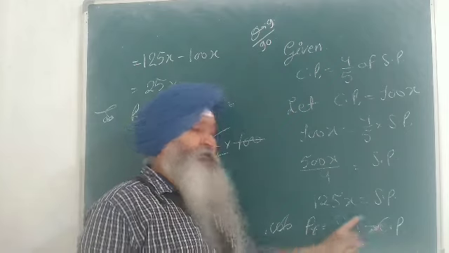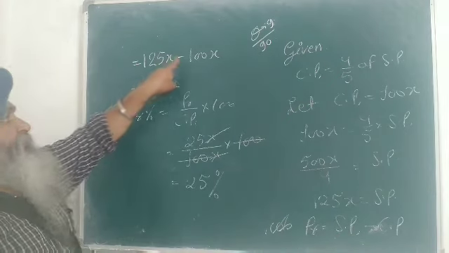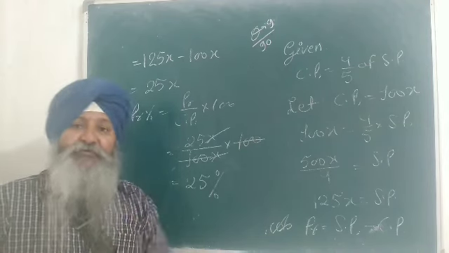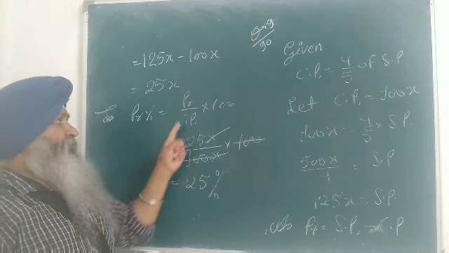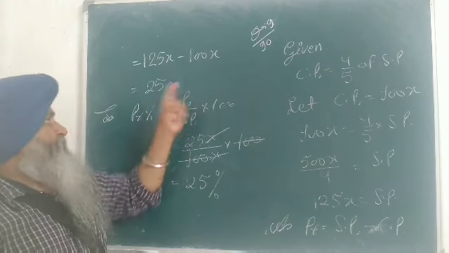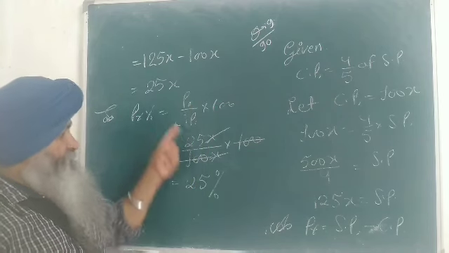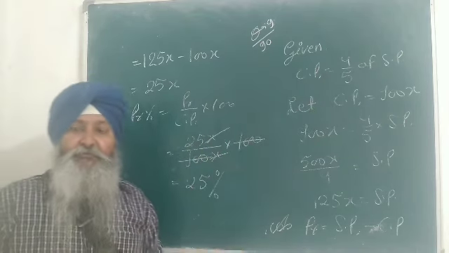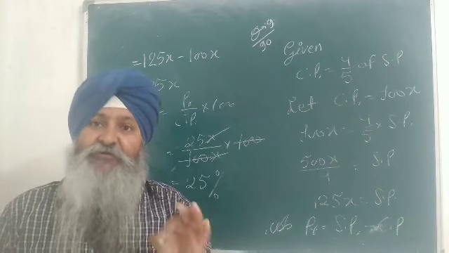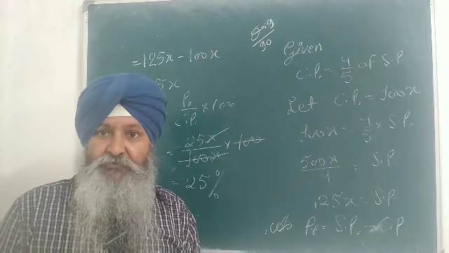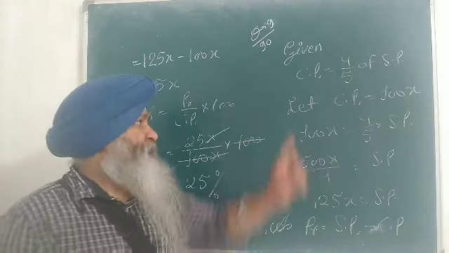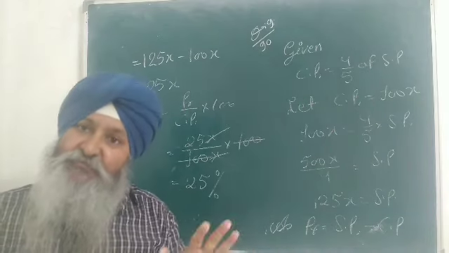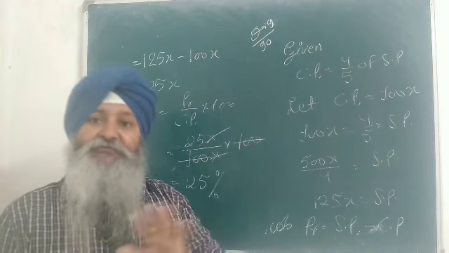So now what is the profit? SP minus CP, that is 125x minus 100x, that is 25x. Now profit percent. Profit percent is profit upon cost price into 100. Profit is 25x, cost price is 100x, into 100, on cutting it is 25%. So we are getting 25% profit in it. If you take SP equal to 100x, then also the answer will be the same. There is no difference.